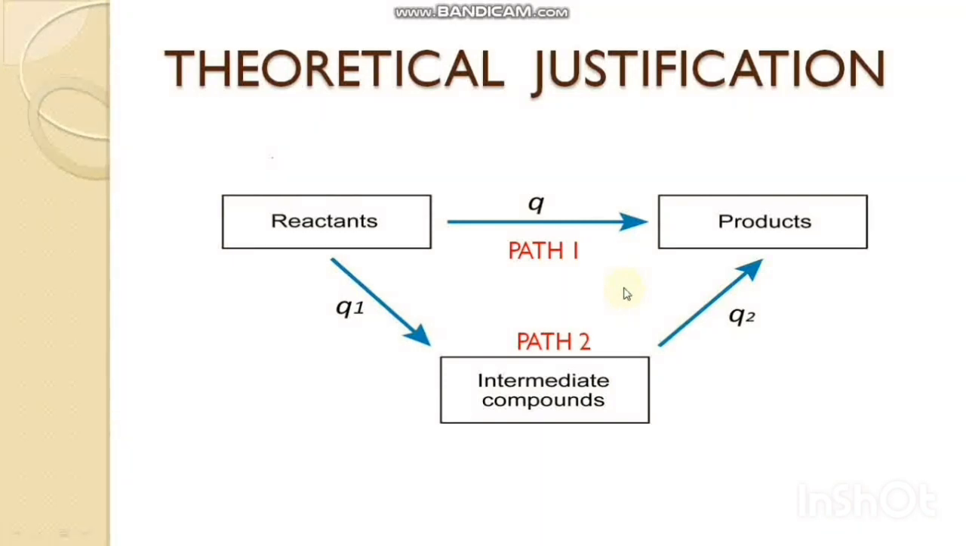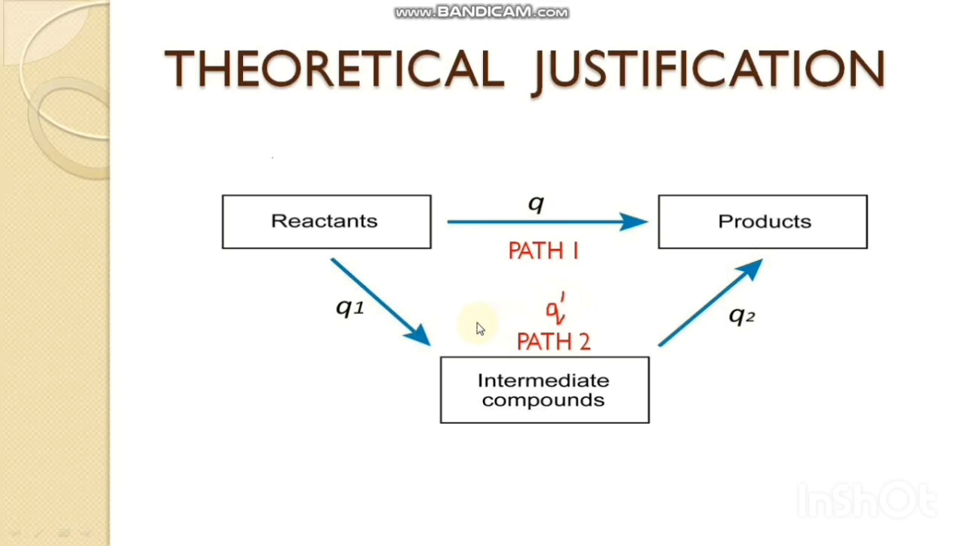Hess's law can be justified with the help of the law of conservation of energy or first law of thermodynamics, according to which energy can neither be created nor destroyed. Let us suppose Q joules is the total heat evolved when reactants change to products directly by path 1 and Q dash joules is the total heat evolved when reactants change indirectly first to intermediate compounds and then to products. Therefore, Q dash is equal to Q1 plus Q2.